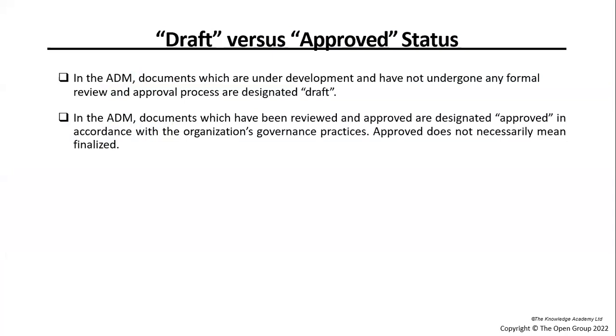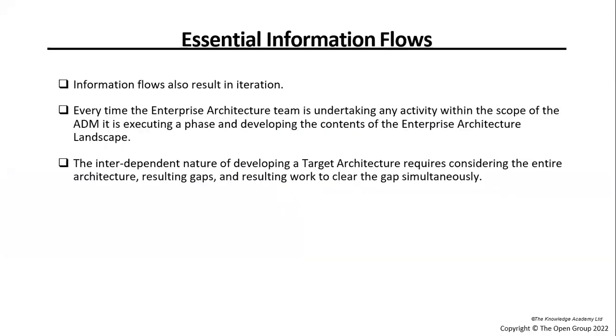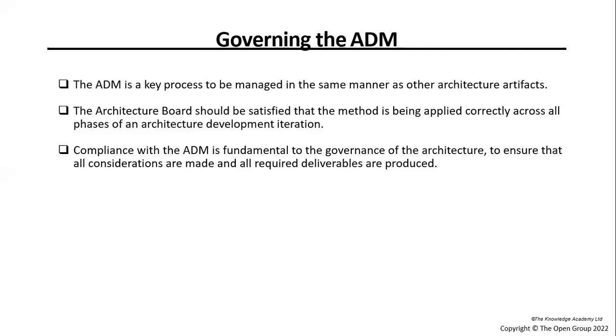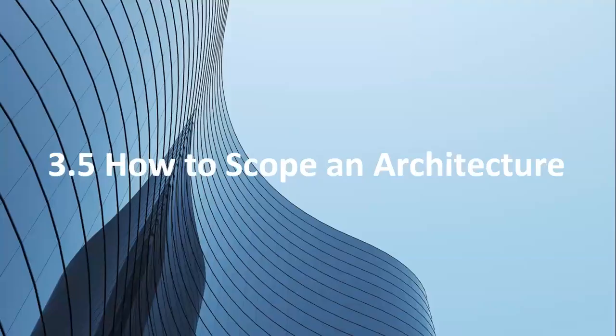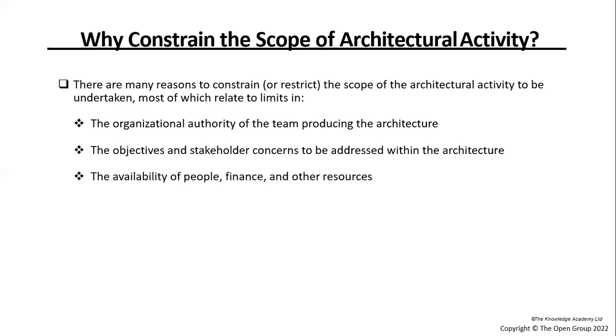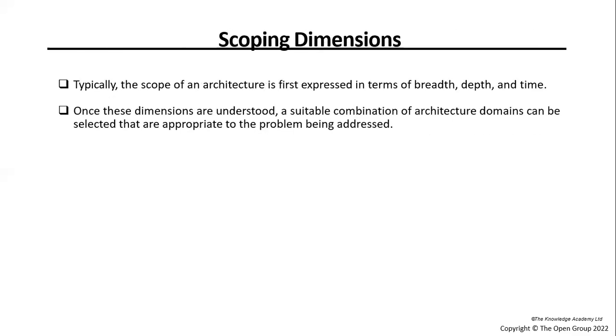Fine with you? Now, iteration we discussed, governance, governing the ADM, all that we discussed, governing change we discussed. Now, how to scope an architecture, I believe we discussed this one. If you remember the scoping of architecture, the breadth, the time, domains, and all that. We covered that one. Scoping dimensions: the breadth, depth, time, and domains. Correct?